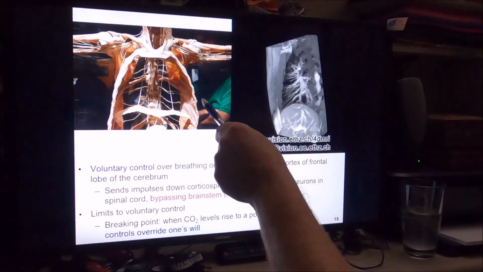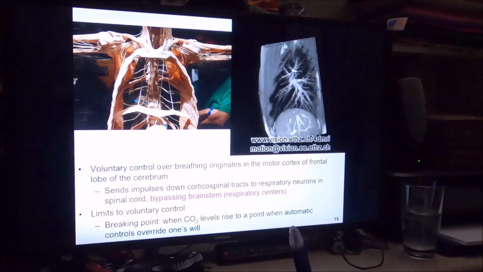All right, good enough. So look at those phrenic nerves, man. Beautiful.